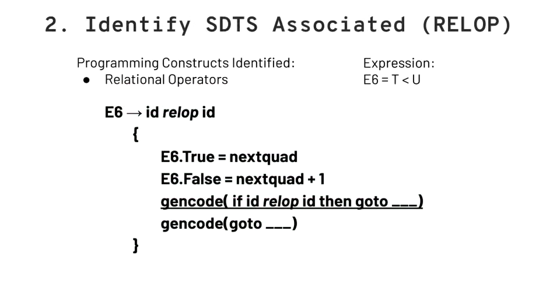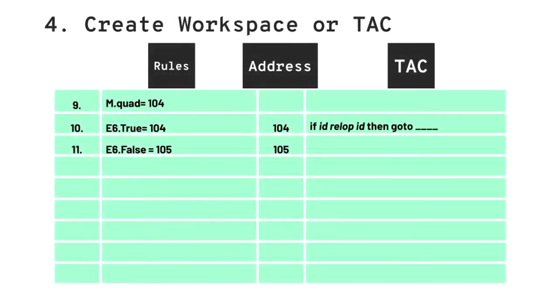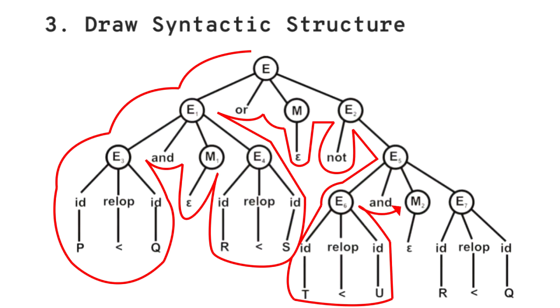Now we see gencode. If id reloop id, then go to dash, go to dash. We generate the code with gencode, that is if id reloop id, then go to dash and go to dash. These dashes are to be filled later. Here the first id is t, reloop is less than symbol and second id is u. The next node we go to is a programming construct AND, but this AND operation is between E6 and E7. We leave it alone until we are done writing the semantics for E7.